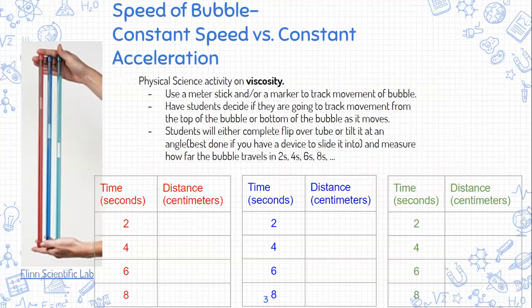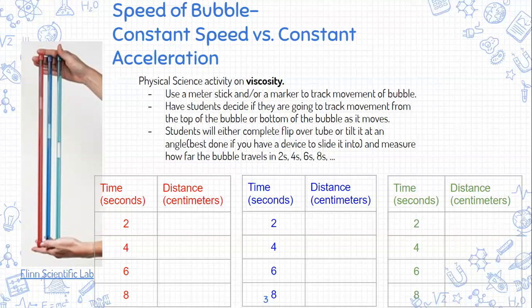What you're going to do is use a meter stick and/or a marker to track the movement of a bubble. You can mark the tubes off to know the distance that the bubbles traveled, or you can just hold a meter stick next to it while the bubble's rising. Have the students decide if they're going to track movement from the top of the bubble, from the bottom of the bubble, or from the middle of the bubble as a reference point. They need to make sure that that part of the bubble is the same for both starting the time and ending the time, or you're not going to get a very good measurement.